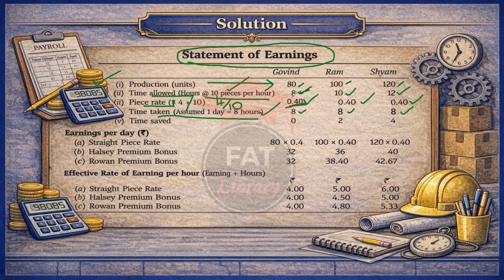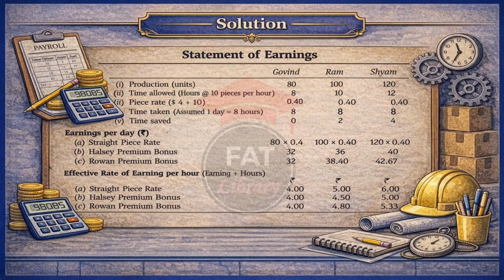Time saved, we have to calculate here. See, time allowed is 8 and time taken is also 8 hours. So he is not saving any time. In case of Ram, time allowed is 10 hours and time taken is 8 hours. So he is saving 2 hours. And likewise, Sham is saving 4 hours. Now, let us calculate the requirements.